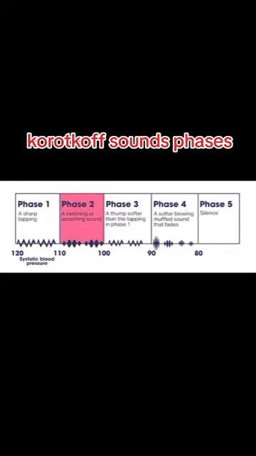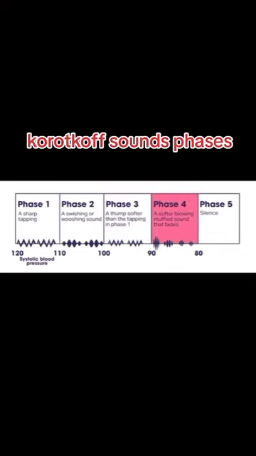Phase 2 provides swishing sounds as the blood flows through the blood vessels as the cuff is deflated. Phase 3 provides intense thumping sounds that are softer than Phase 1, as the blood flows through the artery, but the cuff pressure is still inflated enough to occlude the flow during diastole.